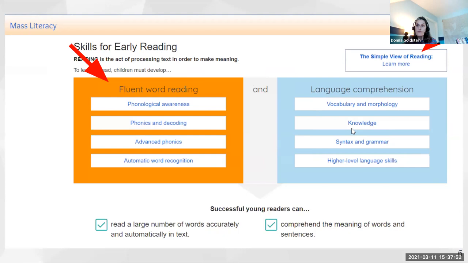Today, the practices to support fluent word reading that Jen Hogan will discuss are all over here on the orange side of the graphic in the fluent word reading section. And they include phonological awareness, including phonemic awareness, phonics and decoding, and automatic word recognition. Please note that next week's session will dive back into the blue language comprehension side of the graphic.